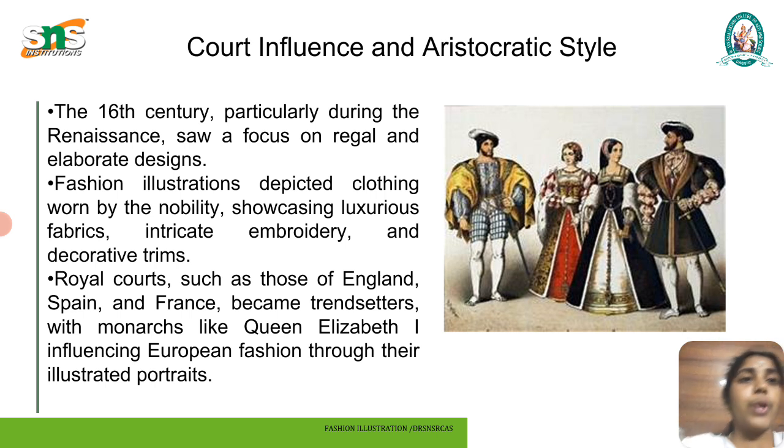The 16th century, particularly during the Renaissance, saw a focus on regal and elaborate designs. The fashion illustration depicted clothing worn by the nobility, showcasing luxurious fabrics, intricate embroideries and decorative trims. Royal courts such as those of England, Spain and France became the trendsetters, with monarchs like Queen Elizabeth I influencing European fashion through their illustrated portraits.